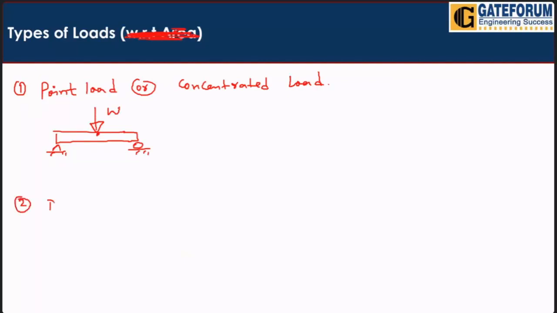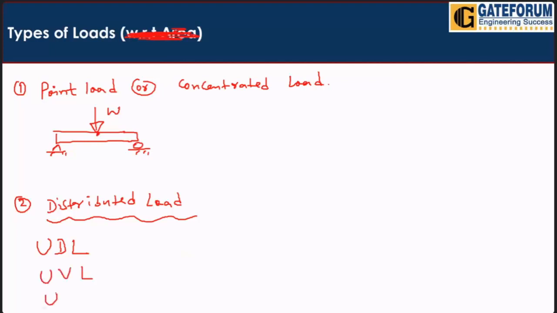Second one is the distributed load here we have. So in case of distributed load, what I can say, it can be UDL, uniformly distributed load. It can be UVL, uniformly varying load. It can be UDM, uniformly distributed moment, like this only.